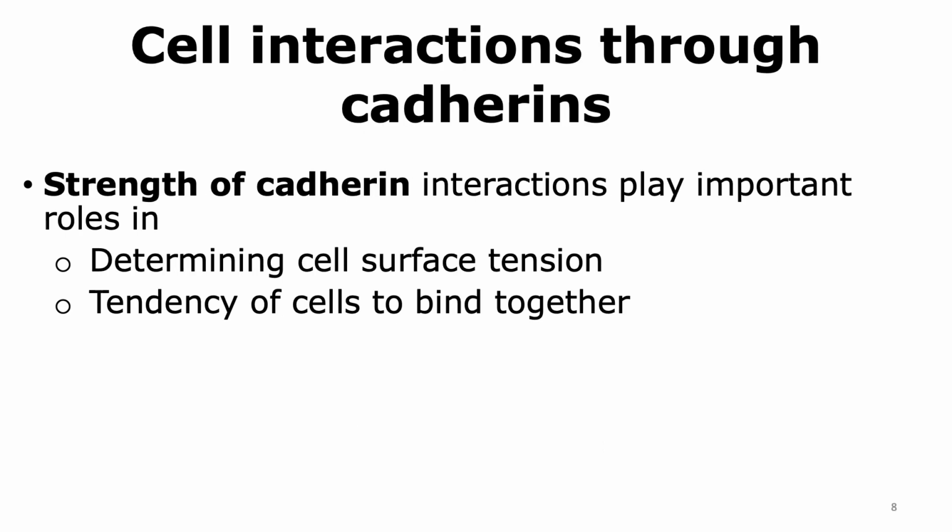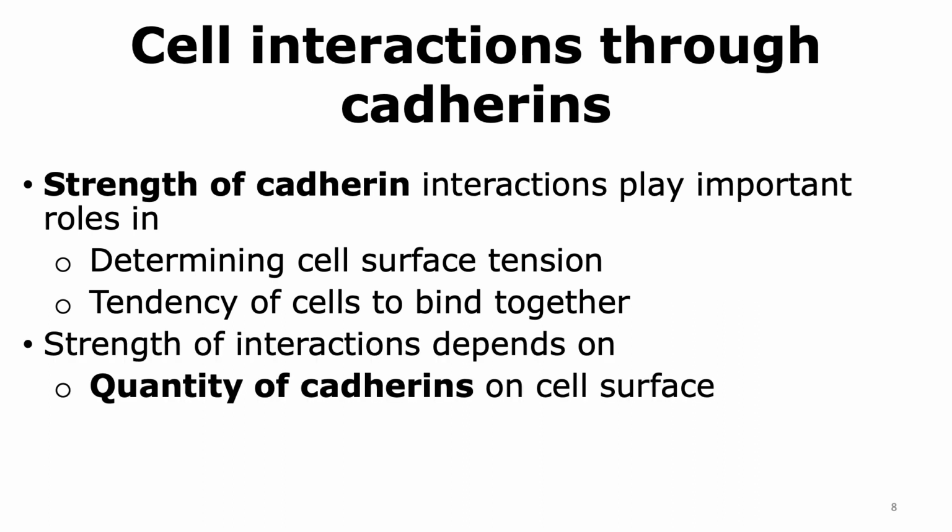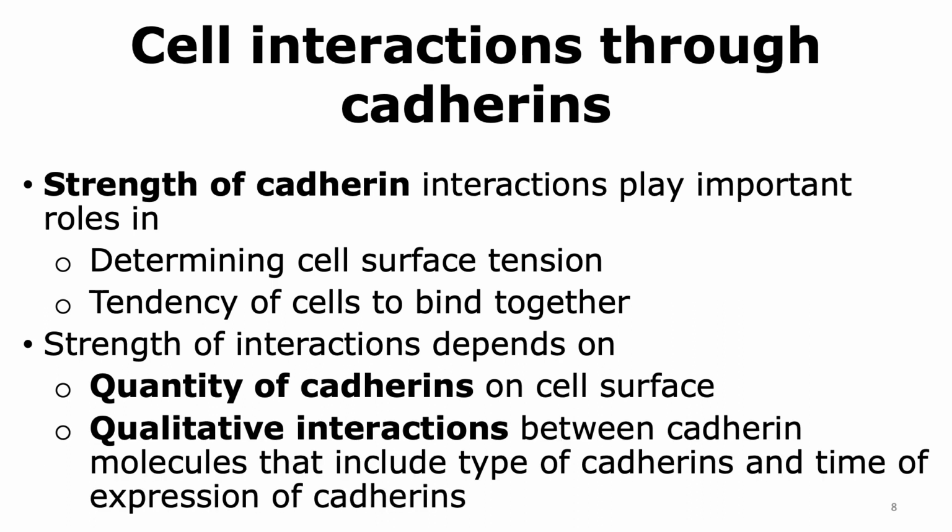The strength of cadherin interactions plays an important role in determining cell surface tension and the tendency of cells to bind together. The strength of the cadherin interactions depends on the quantity, or how many cadherin molecules are present on the cell surface, and it also depends on the qualitative interactions between the cadherin molecules, which includes the kind of cadherins that are expressed and when these cadherins are expressed.